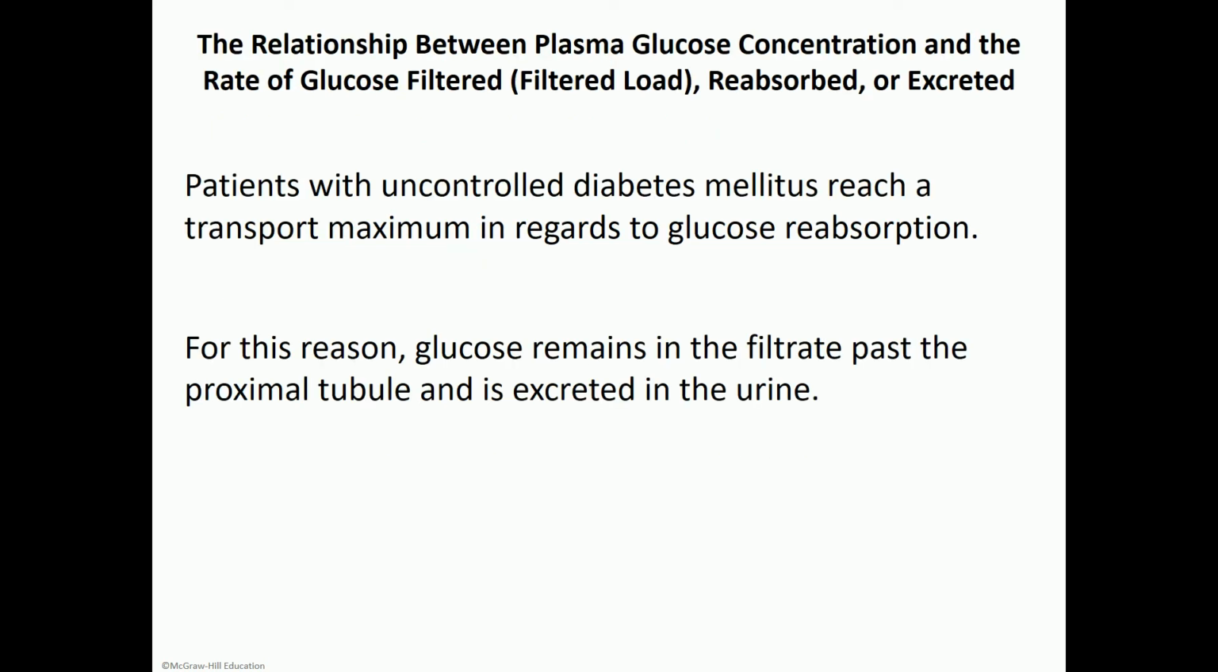So we were just talking about this, where patients with uncontrolled diabetes reach that transport maximum in regards to glucose reabsorption, because again, the reabsorption of glucose is limited to the number of protein carriers that can help in this process. So in uncontrolled diabetic patients that have hyperglycemia, all of that excess glucose will eventually end up being excreted in urine.